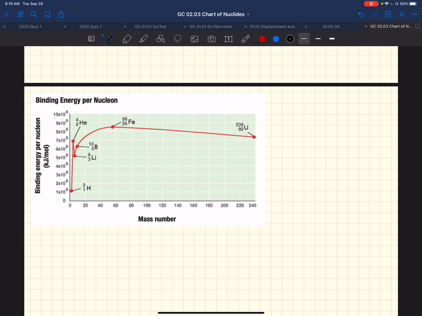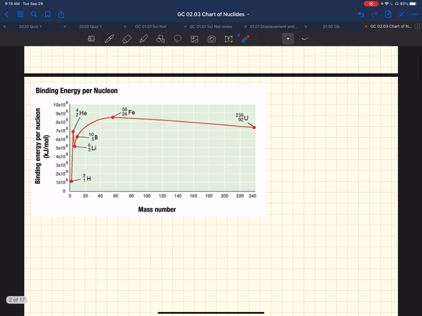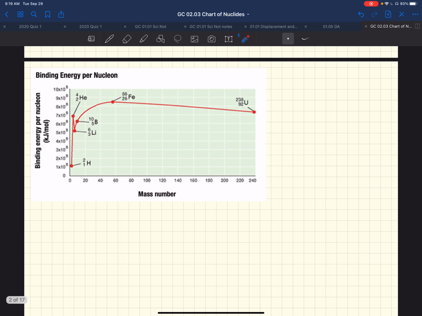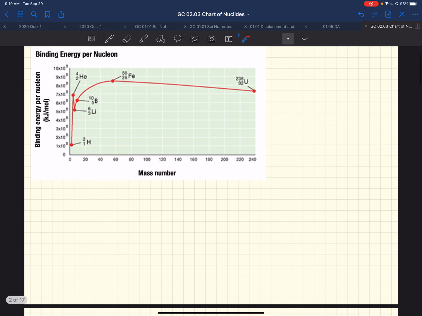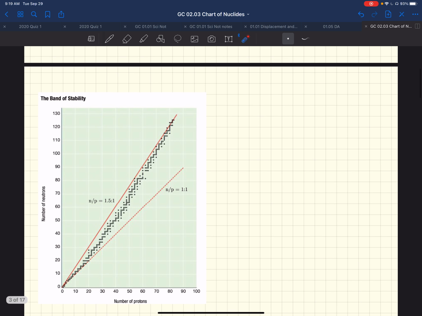All right, so the thing with the highest binding energy per nucleon, which means it's the most stable, is iron. Great, awesome, wonderful. And so a lot of things will tend to form iron. Iron is very, very stable. And so what happens if something has a lower binding energy per nucleon? Well, it means that it becomes unstable.